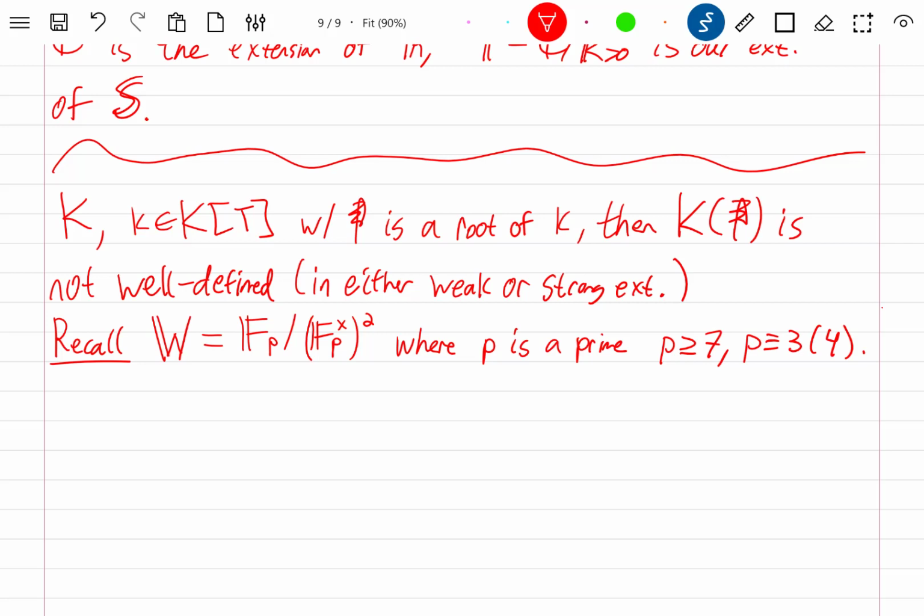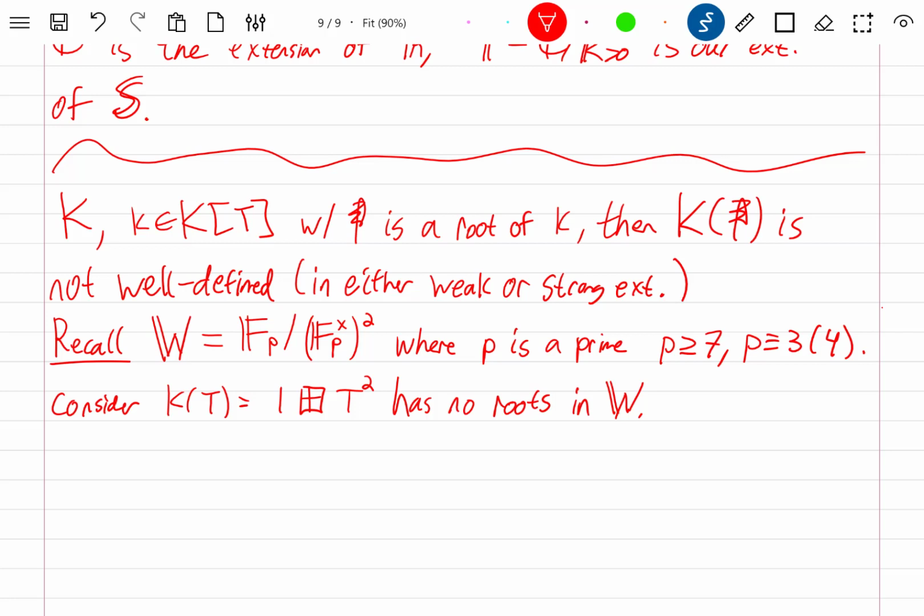And let's consider the polynomial over the hyperfield of signs, 1 plus t squared. This has no roots. And the way you see it has no roots: if you plug in 0 in here, you get 1 plus 0, which is 1. If you plug 1 in here, you get 1 plus 1, which is 1 and negative 1. And if you plug negative 1 in here, you get 1 plus 1, which is 1 and negative 1. So this has no roots in W.